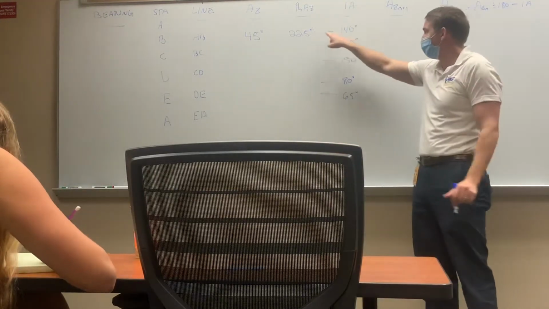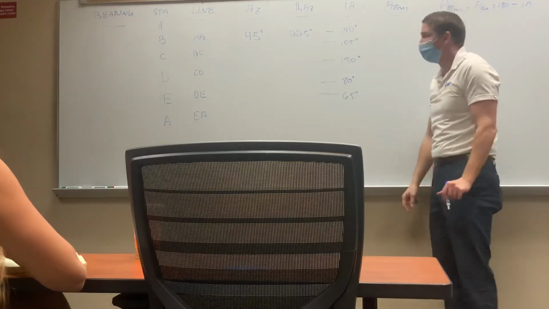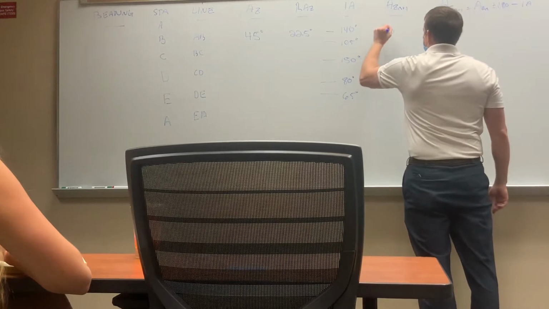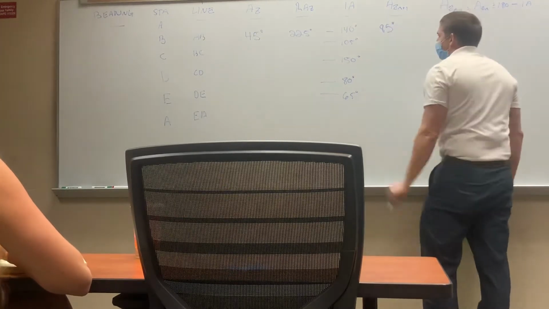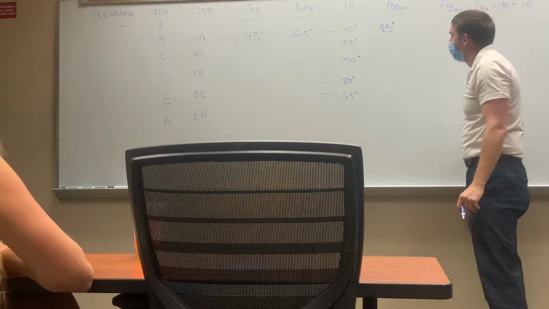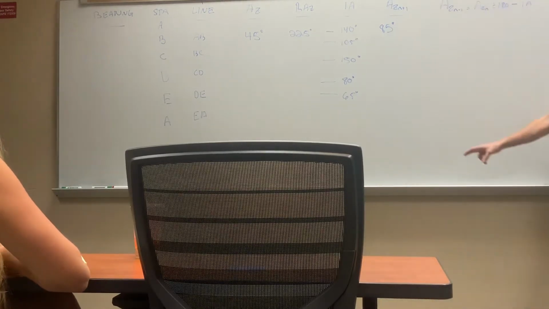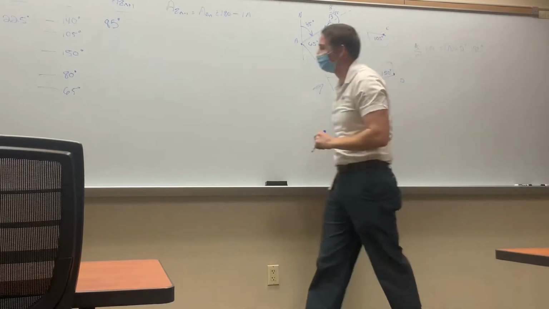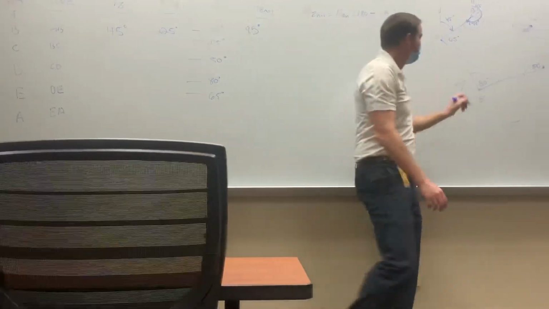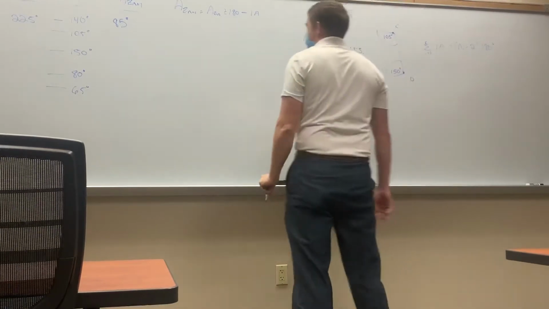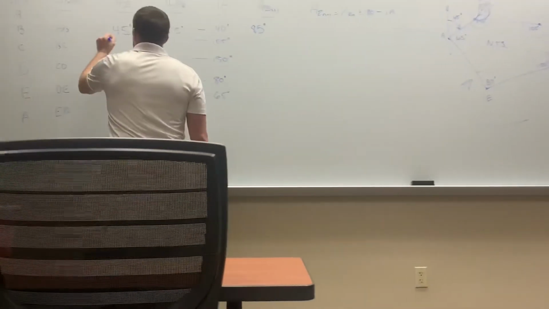225 minus 140 is 85 degrees? So what I'm saying is the azimuth of BC is 85 degrees. Well, let's just pretend that's good. Maybe it's not to scale. Okay, so this 85 comes here.